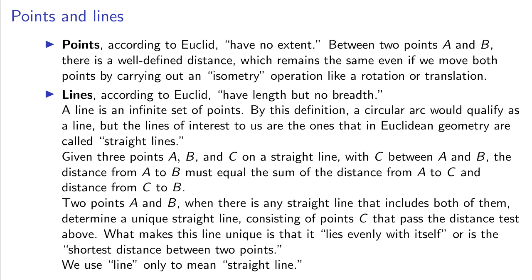Now, in any geometry, 2 points A and B that can lie together on a straight line determine a unique straight line, and one way of testing whether a point lies on this unique straight line is that it has to consist of points that pass the distance test above. That is, you can say if 2 cities A and B are 50 miles apart, any city on the straight line between them must have the property that its distance from A plus its distance from B is precisely 50. And I think this is what Euclid means when he says that the points on a line lie equally with itself. Equivalently, that's what we mean when we say that the line is the shortest distance between 2 points.